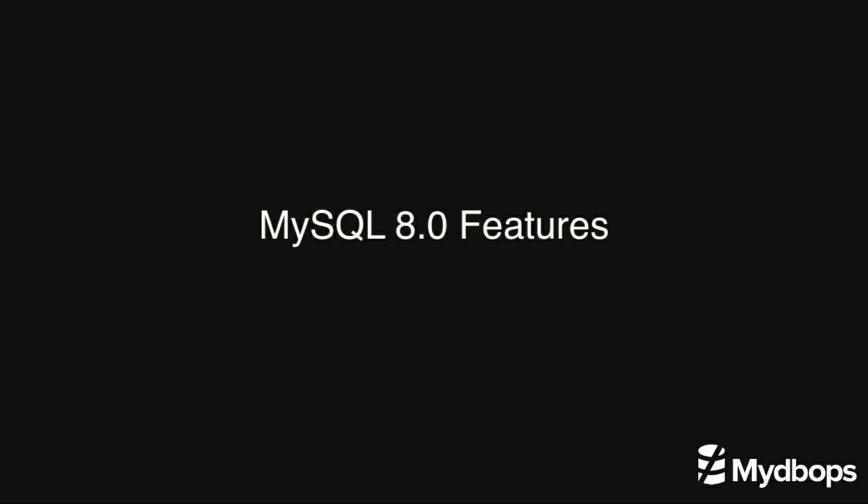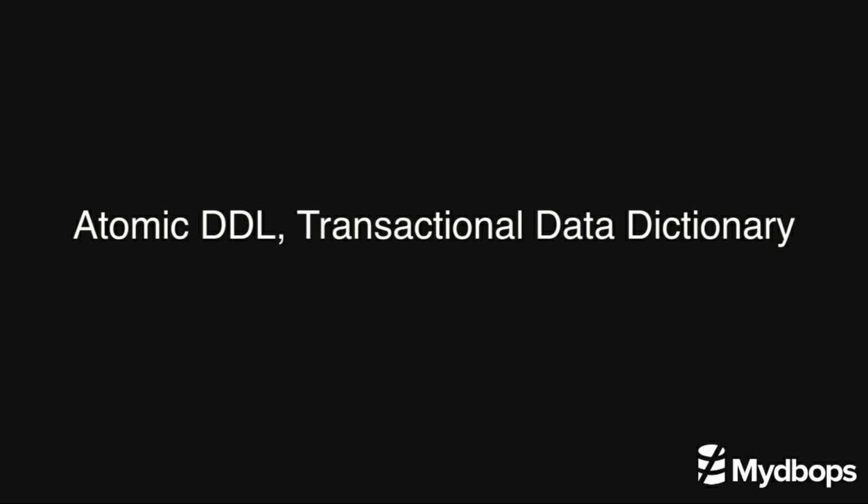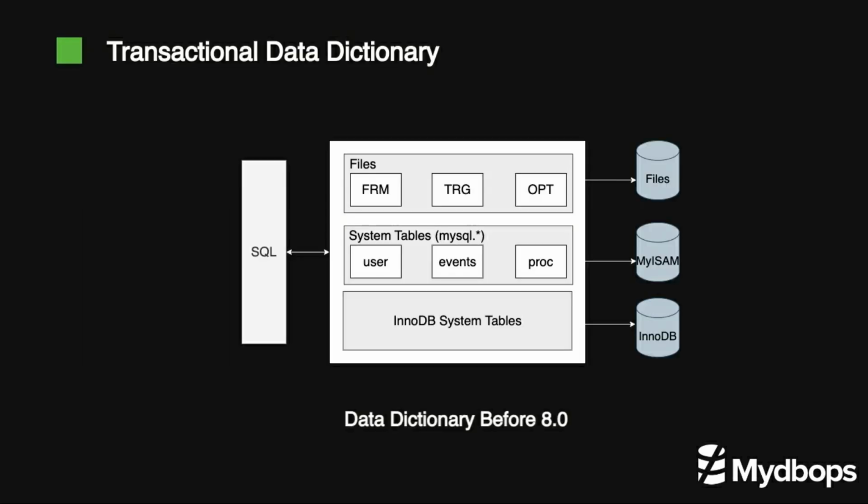Let's start with the features of MySQL 8. To start with, the features that provide stability and consistency over database operations are the transactional data dictionary and atomic DDL. So to start with, what is a data dictionary, right?